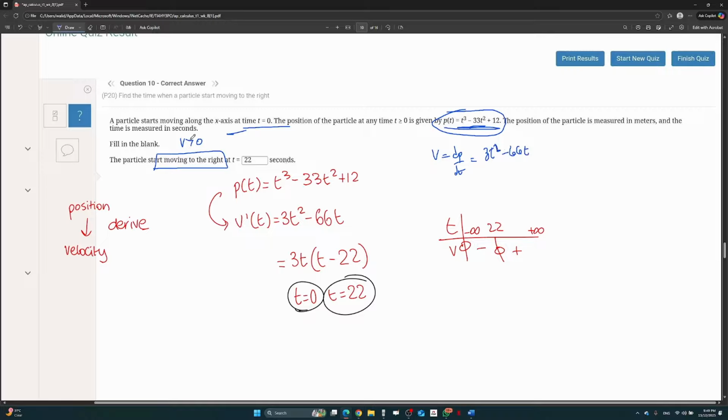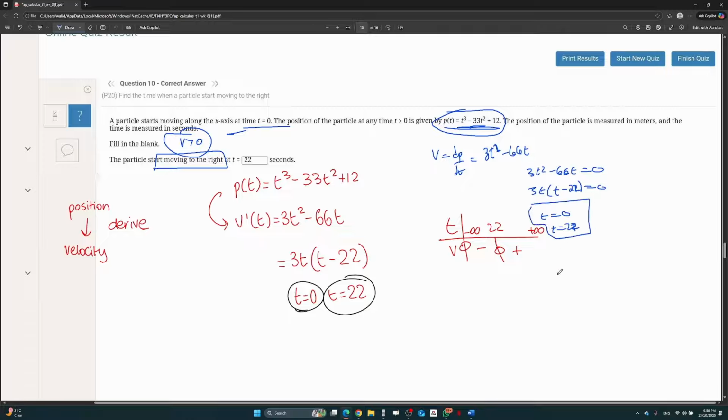We want to check when it is positive. It's a quadratic. How do you check when a quadratic is positive? You have to check its roots. So we equate it to 0. Check its roots. You get 3t outside, you get t minus 22 equals 0. So you get two solutions, t is equal to 0, and the other t is 22.